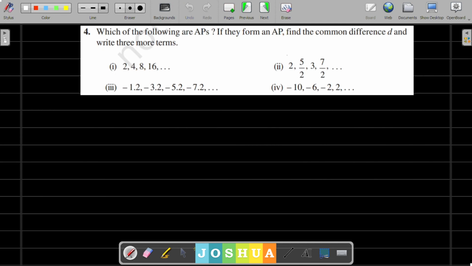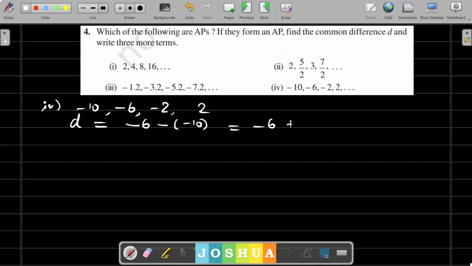Now come to the fourth question. The values are minus 10, minus 6, minus 2, 2. So again the same process only. D is equal to the second term, minus 6, minus the first term, minus 10. So that is equal to minus 6 plus 10, that is equal to plus 4. So the difference is 4 here.